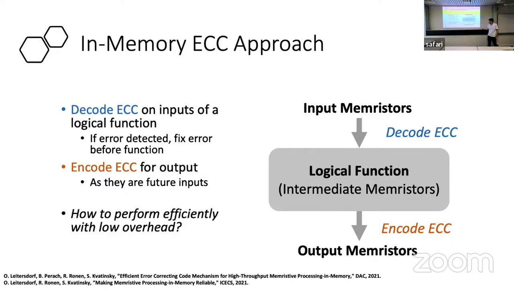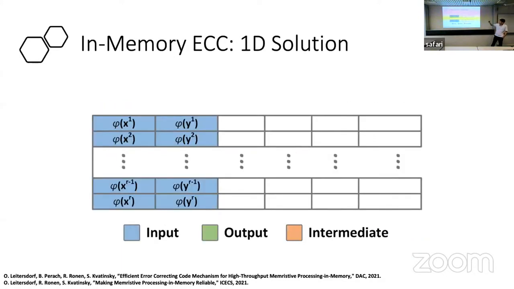Now, the question is, how can we perform it efficiently with a low overhead? How can we perform this decode and encode while using PIM and not ruining the parallelism or decreasing the throughput too much? Here we're going to start with one solution. This works for the 1D case. For example, this would be relevant to works like Ambit, which only process on one dimension. Here, let's assume that instead of x and y before, we have phi of x and phi of y. That's the encoded form of x and y. Let's store it here, say on 36 bits each.